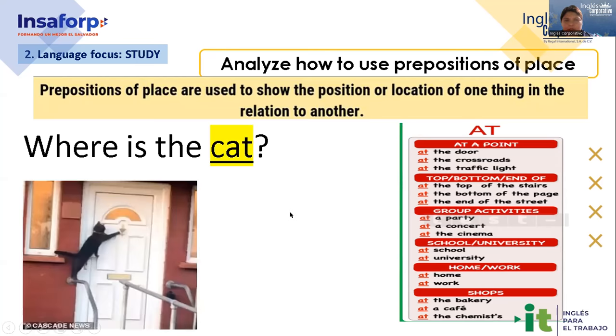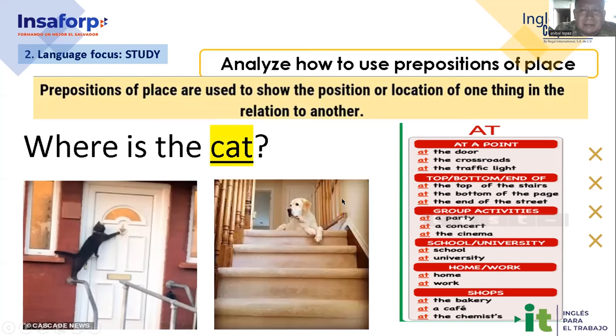So tell me, now that you have the idea about how to use at, so where is the cat? Edgar, guys, tell me. So this is you knocking at the door in the morning. Where is the cat? Animal, ideas, where is the cat? At the door. At the door, right? So it's at the door. How about the dog? Where is the dog?